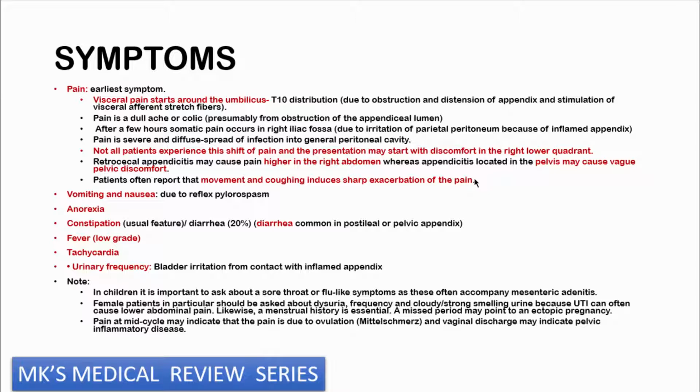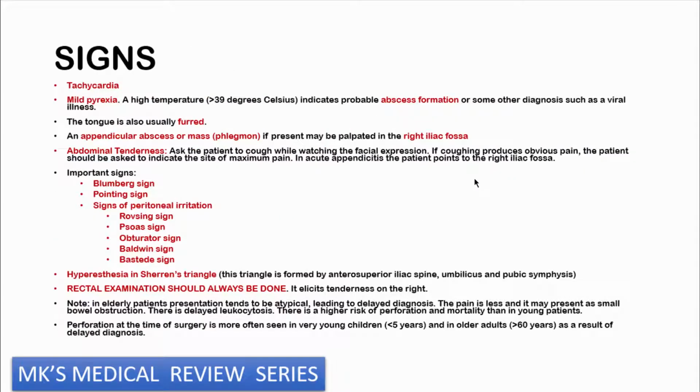Then sometimes this patient may have a mid-cycle pain, which is referred to as Mittelschmerz type of pain. So this is just the pain that's due to ovulation, which is happening around day 14. So you may also have some vaginal discharge that may indicate a pelvic inflammatory disease in women. So do not forget to actually ask for that and rule out for that, because pelvic inflammatory disease can sometimes be often confused with appendicitis.